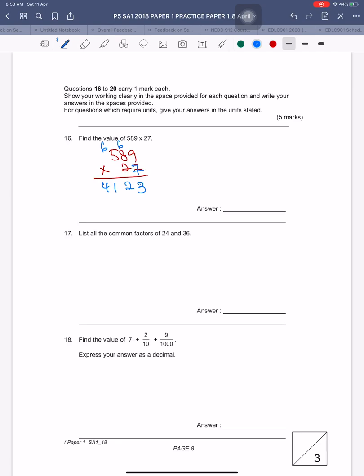Let's focus on the 2. 2 is actually 20, so put a 0 here. 9 times 2, 18. 8 times 2, 16 plus 1, 17. 6 times 2, 12. 12 plus 1, 13. So add them out.